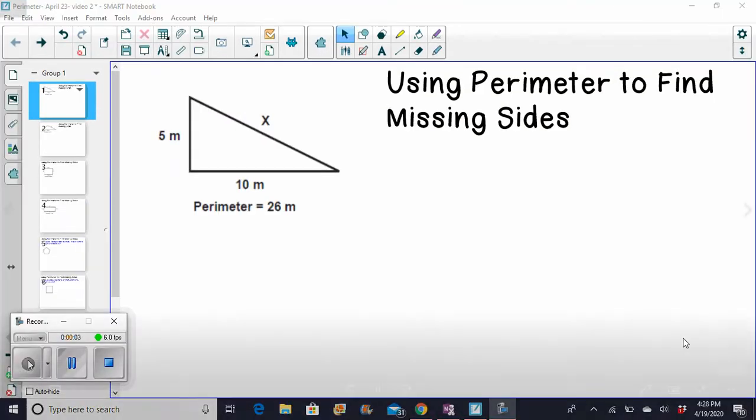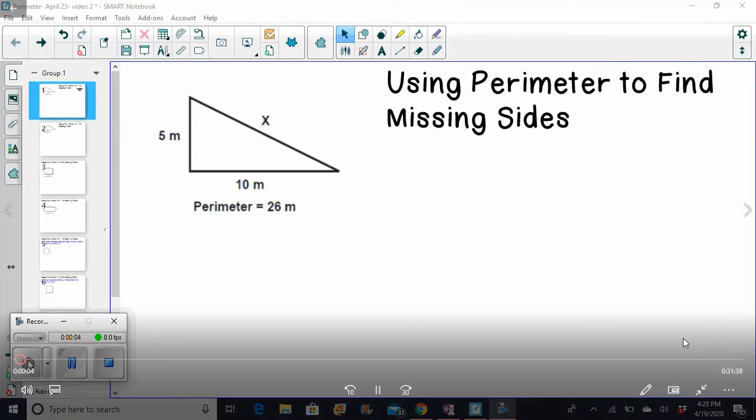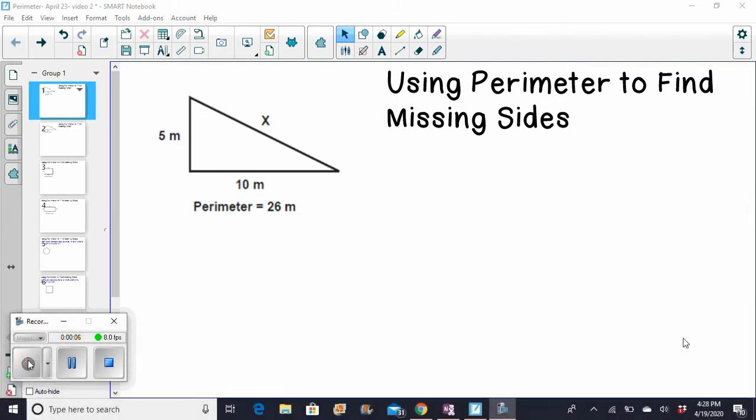Hello, fourth graders. In our last video, we talked about using a formula to find the measurement, the shortest distance around the edge of a figure, to find the measurement of the perimeter of a figure. Today, we're going to solve some problems where we are given the perimeter, but instead we have to find the missing measurement or the missing side or length.